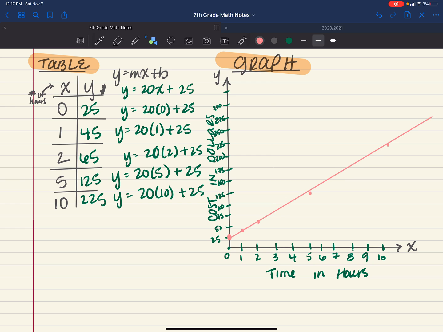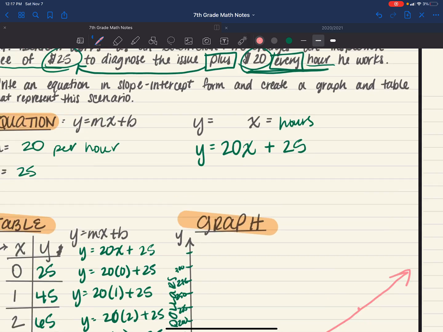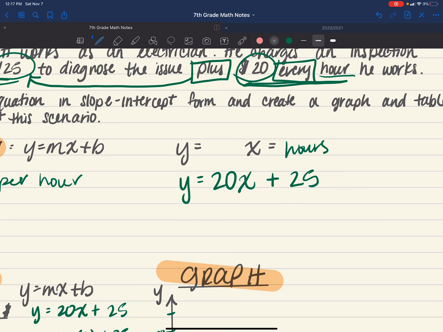I was going to try to make it a straight line because my tool can do that, but I'll just stick with drawing it regularly. And there we go, guys. Oh, I forgot to label this. Y, we said, was cost in dollars.